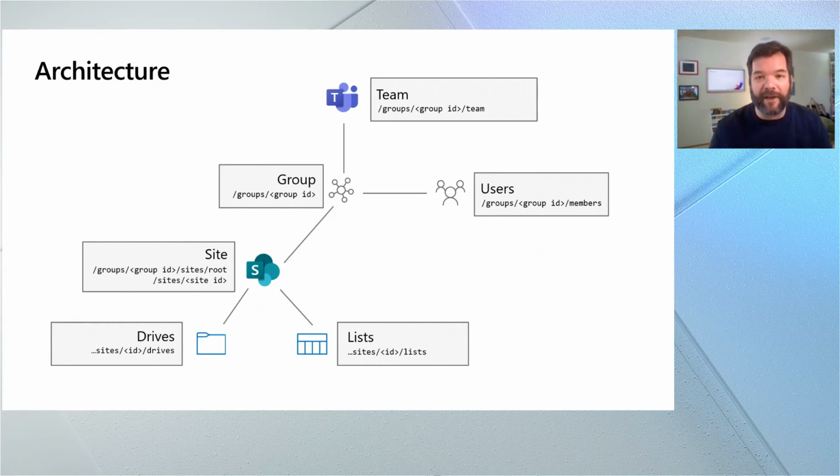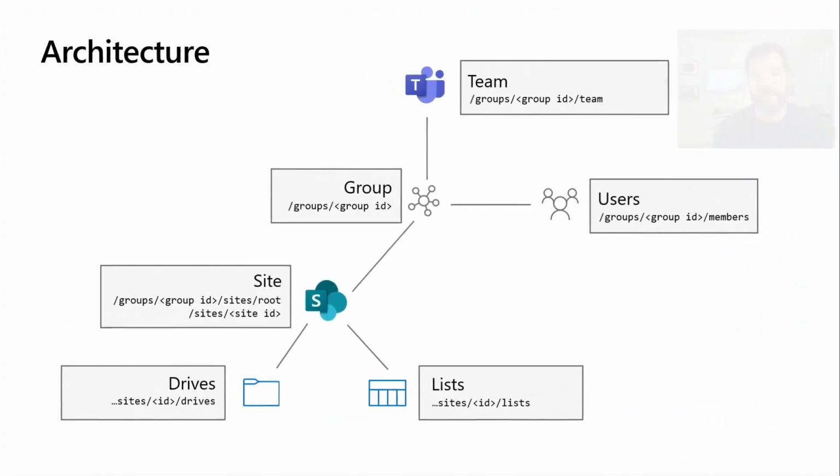Now, one of the really key assets inside of those sites are document libraries, an ability to upload files. And those are referred to as the drives. So you can do site/identifier/drives to access all the different document libraries for storing information. And then we also have lists as well.